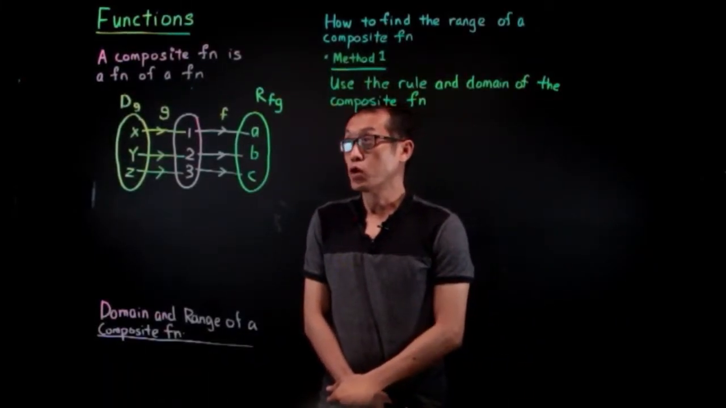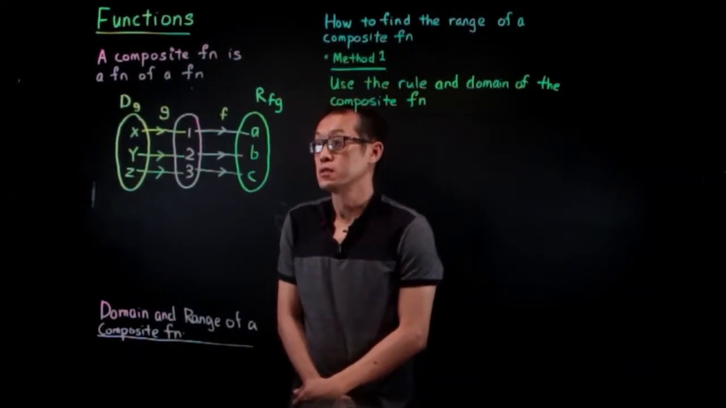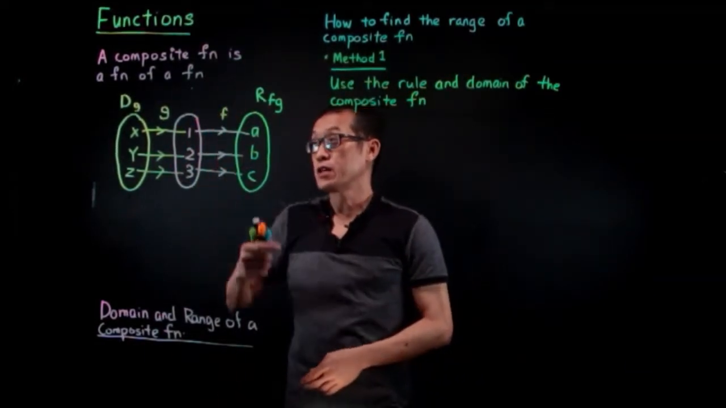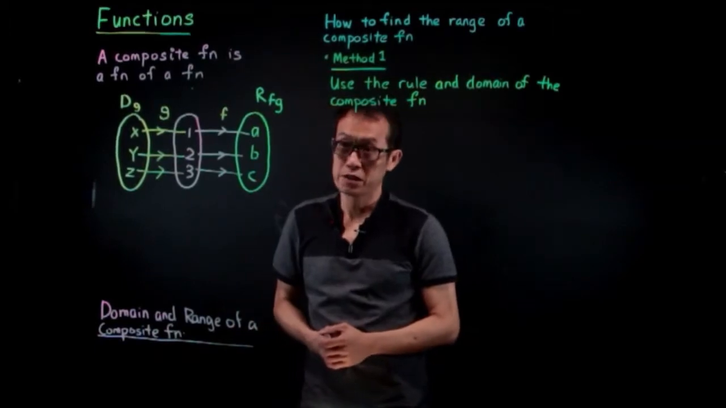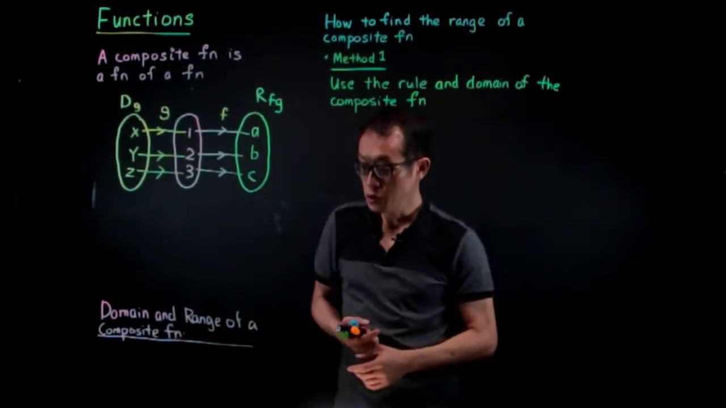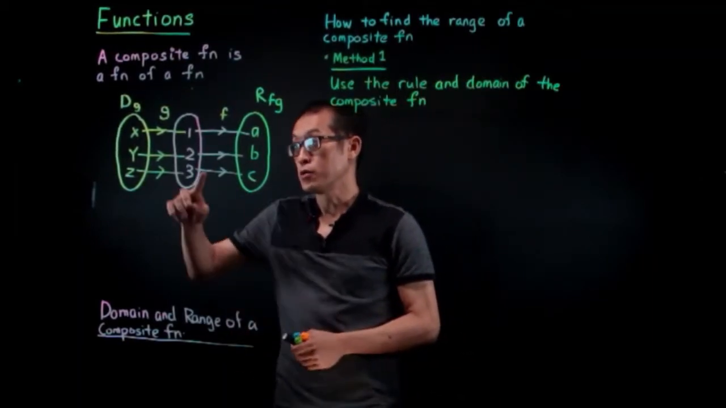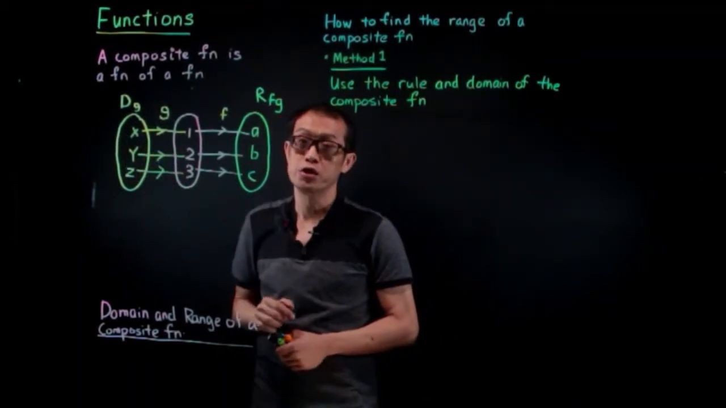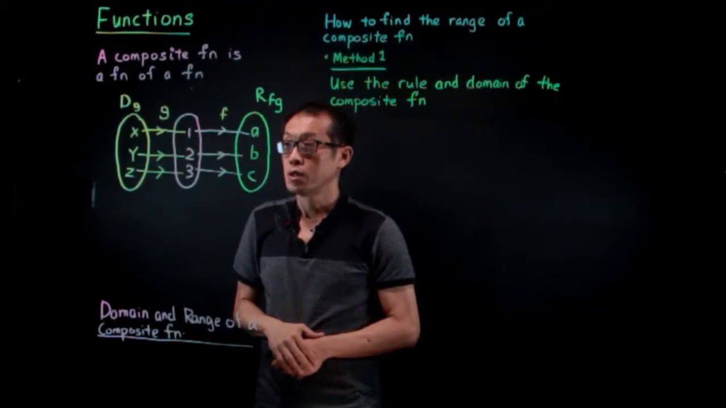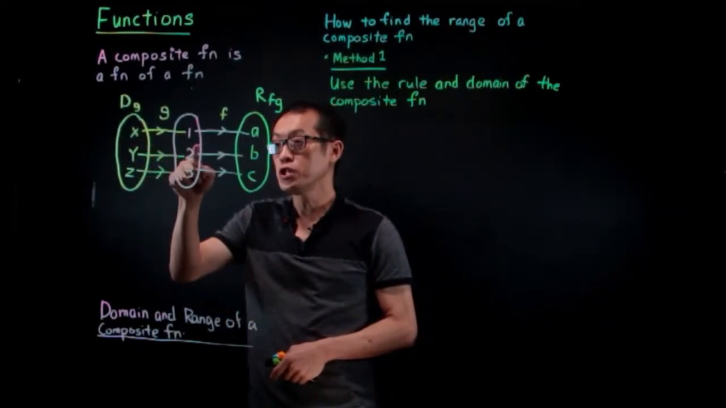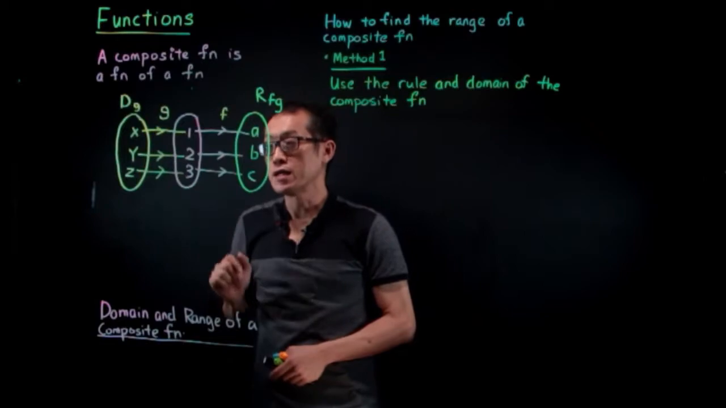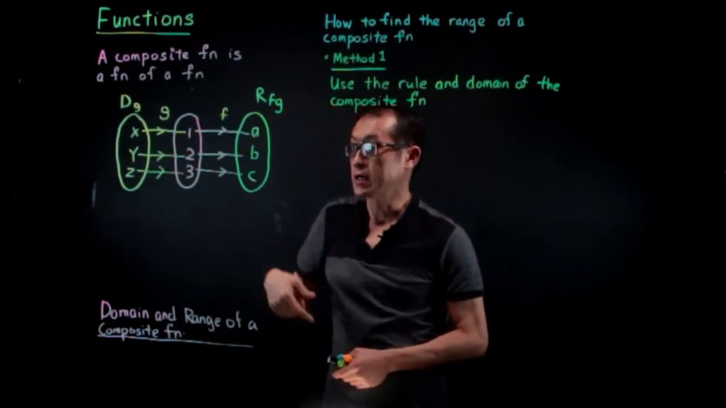Hi, we have come to composite function. A composite function is a function of a function. Let me illustrate to you using an arrow diagram. Now you have the domain of G. The domain of G is x, y, and z. The members of the domain are x, y, and z.